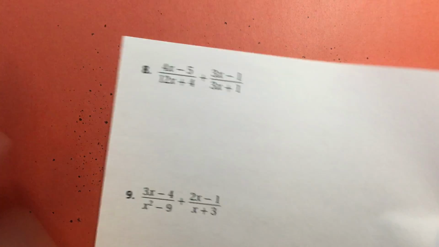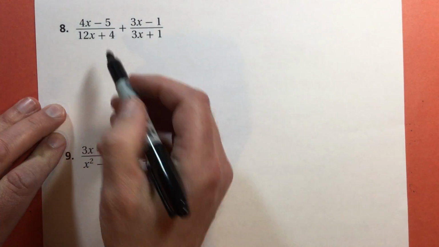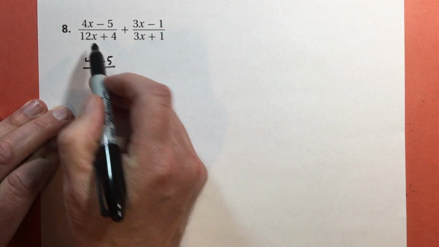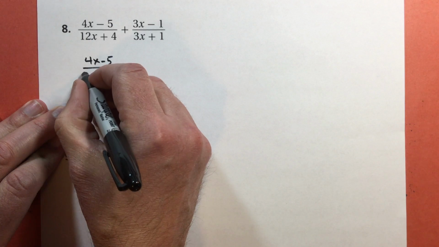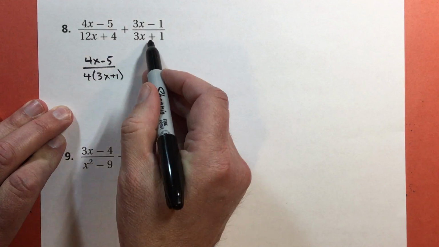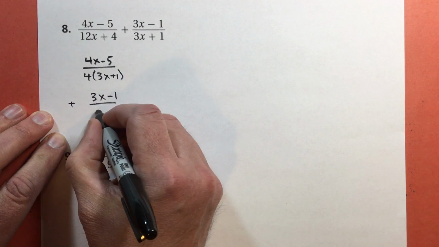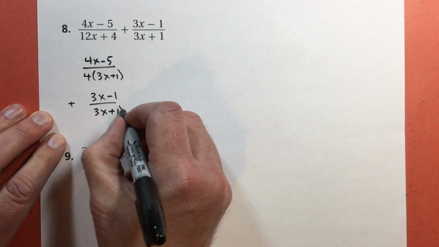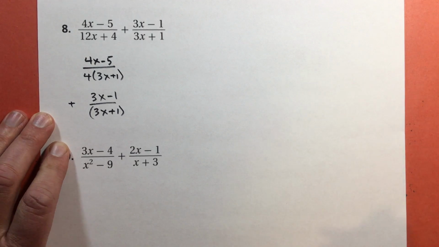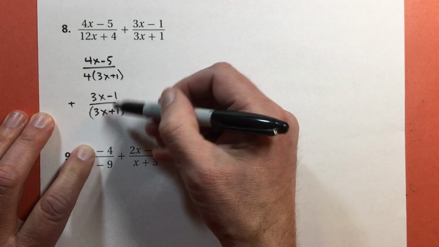Maybe the next one might take it easy on us a little bit. No promises though, okay? All right, so I got 4x subtract 5. And I'm going to go ahead and factor this. It has a common factor of 4. This is 4 times 3x plus 1, which is nice because that's what that is. So my other fraction is 3x subtract 1 over 3x plus 1. Believe it or not, this one's actually a little bit easier because they both share a common factor in the denominator of 3x plus 1.